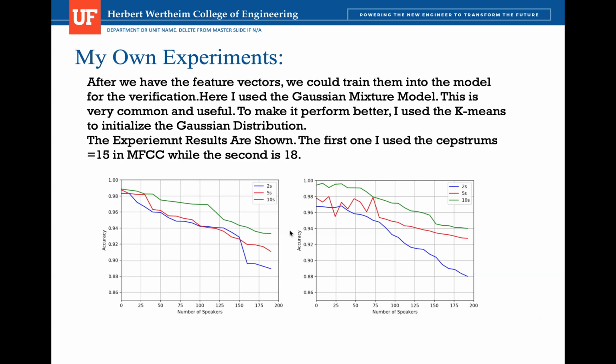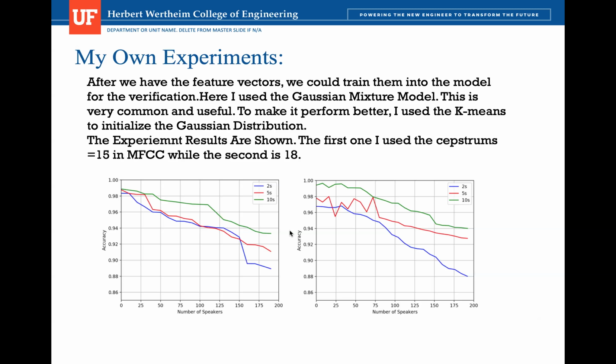So here I use the Gaussian mixture model. This is very common and useful to make it perform better. I use k-means to initialize the Gaussian distribution, because if we just use a random initialization, it's not so accurate. The experiment results are shown below.